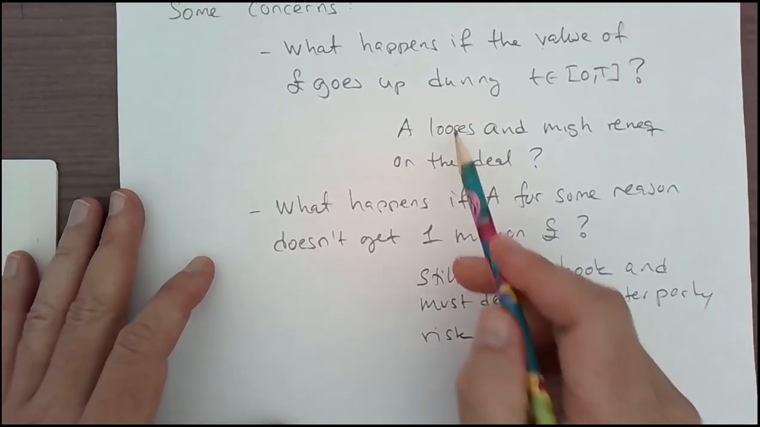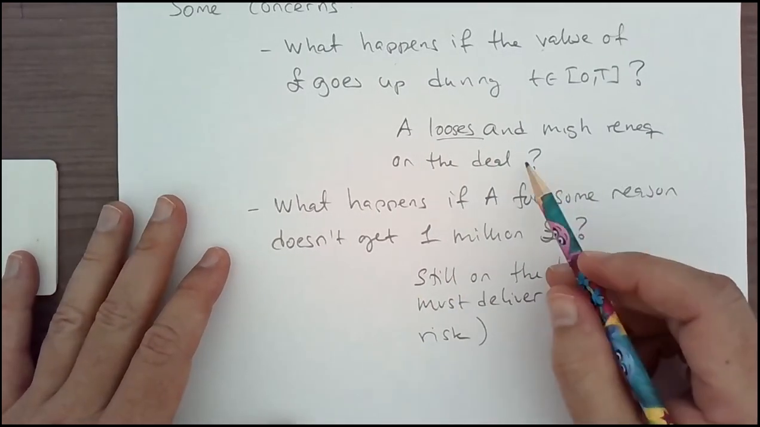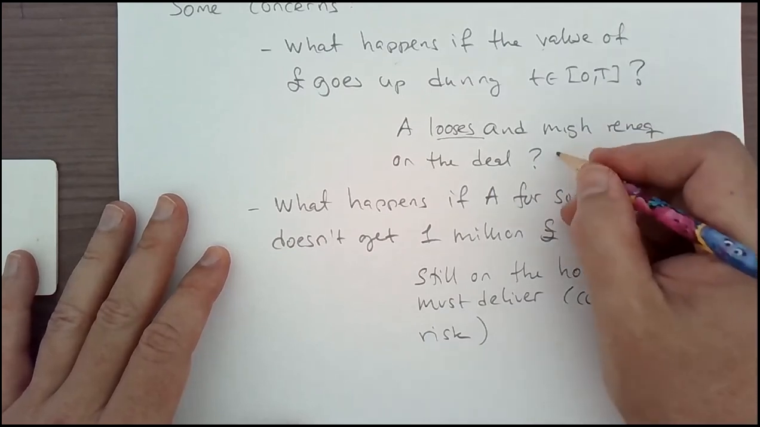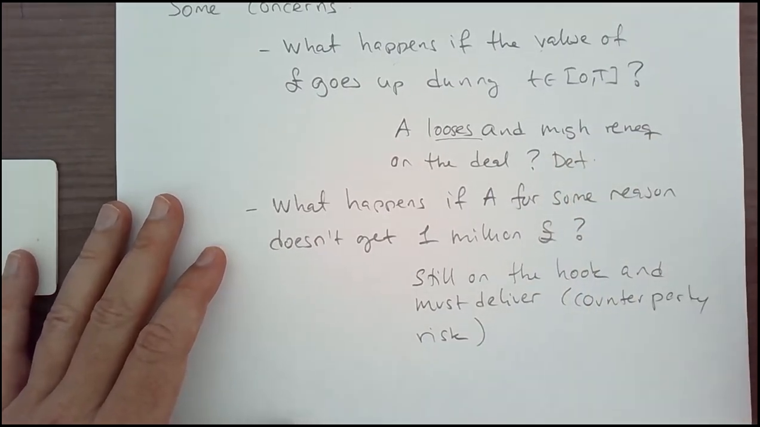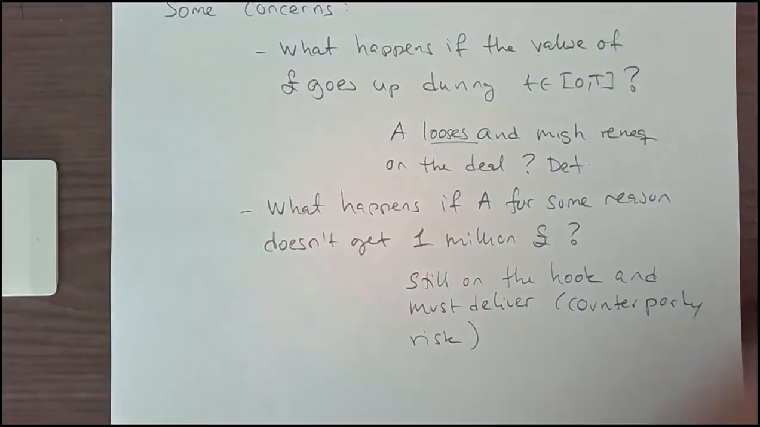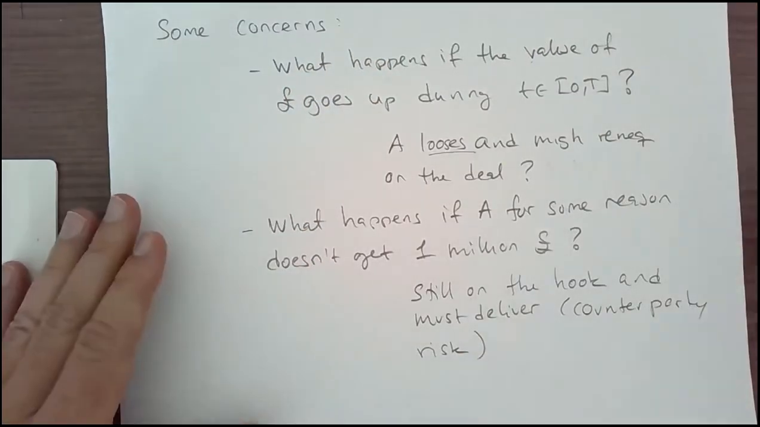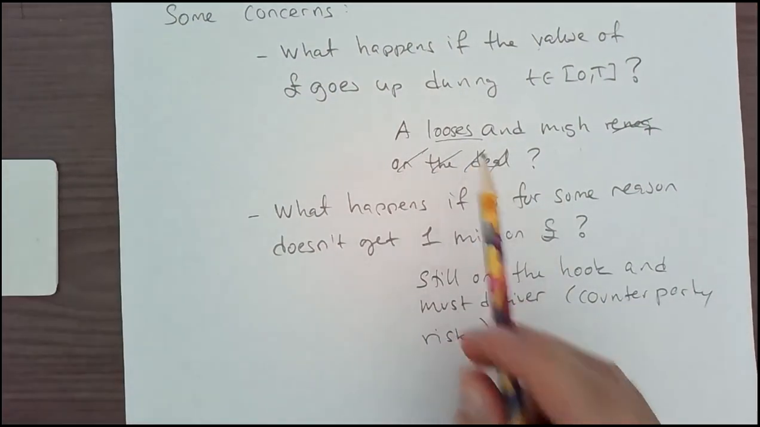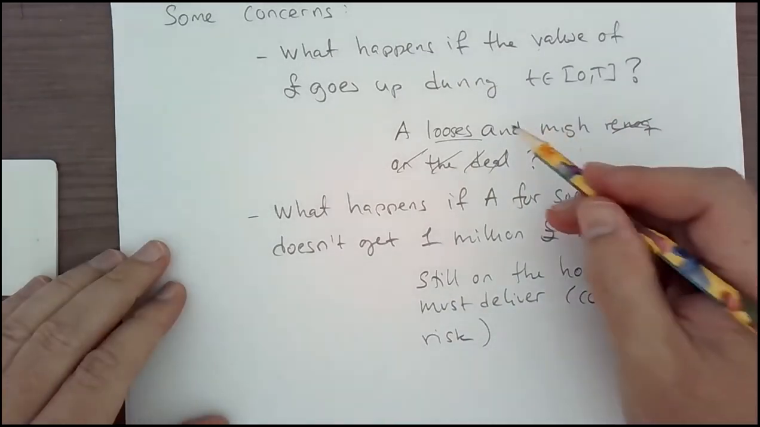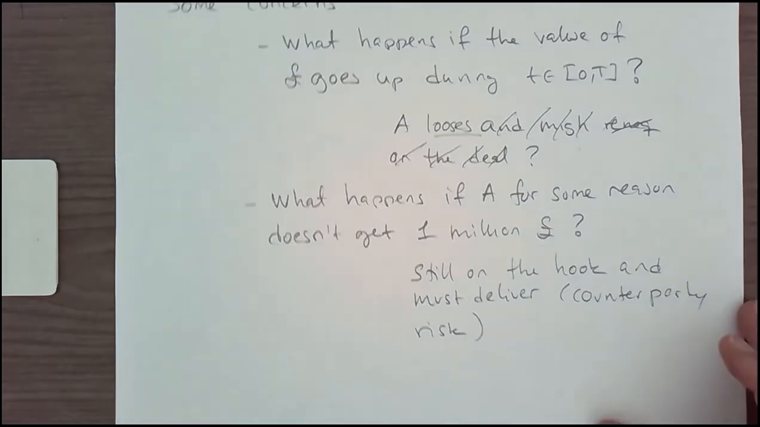So here, he loses, and he must renege on the deal. Reneging on these deals, this is not going to happen. This is not a good idea. Reneging on a deal means default. It just means that A is going to lose. So this is not an option. A loses.